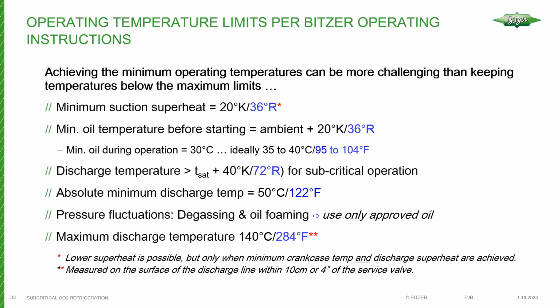So how do we prevent all this stuff? Well, superheats are critical. Generally speaking, your required superheats entering CO2 compressors are greater than with HFC compressors. And note here that achieving the minimum operating temperatures can be more challenging than keeping temperatures below the maximum limits. Specifically, what this means is superheat.